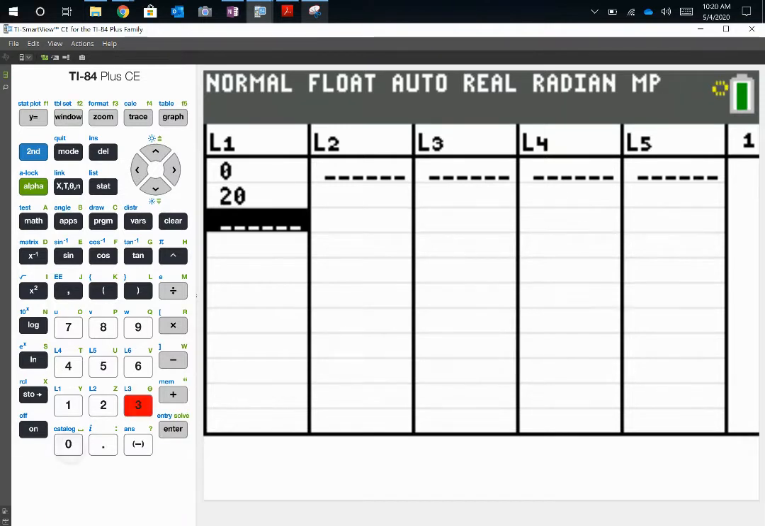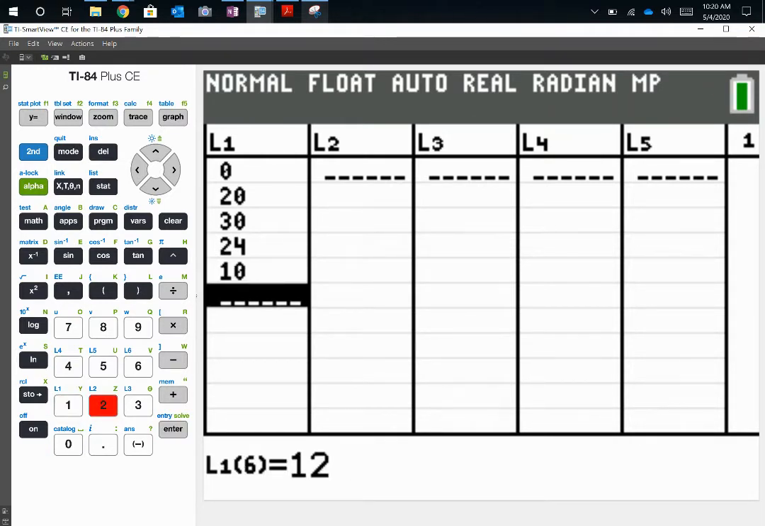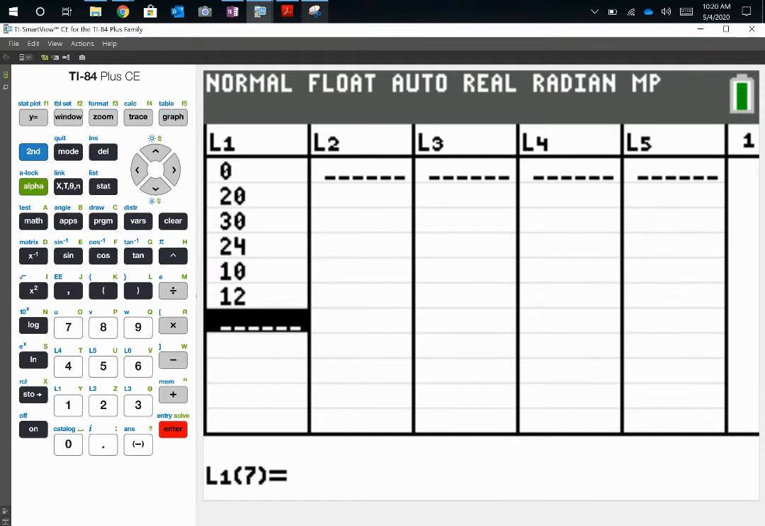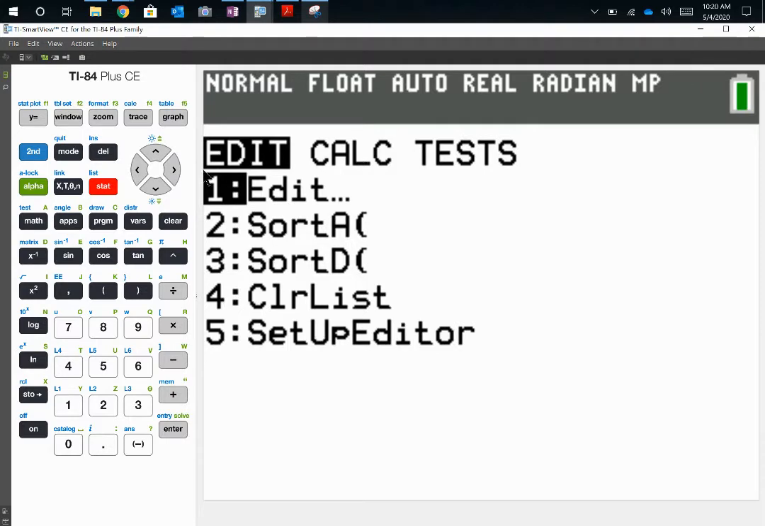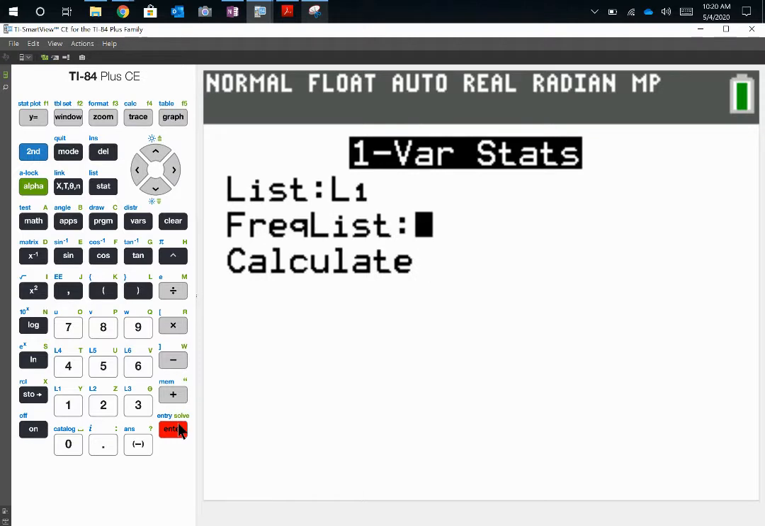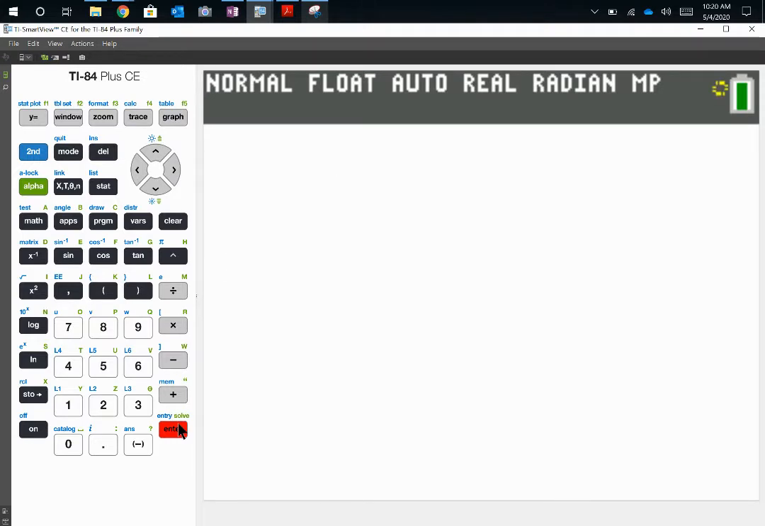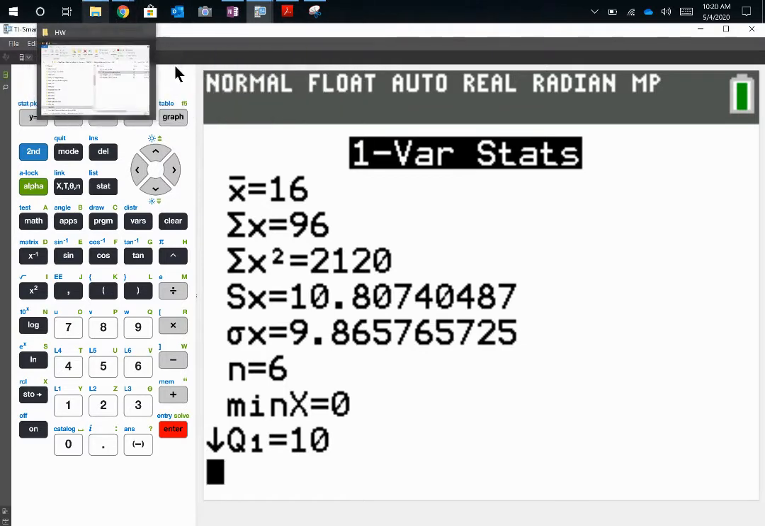0, 20, 30, 24, 10, and 12. Enter. Then press your stat button. Scroll over to calculate. Press enter. And then keep pressing enter until it computes the data for you. So here's our data that we see for the results. I'm going to go ahead and capture the screen and put it back into our notes so we can make sense out of it.